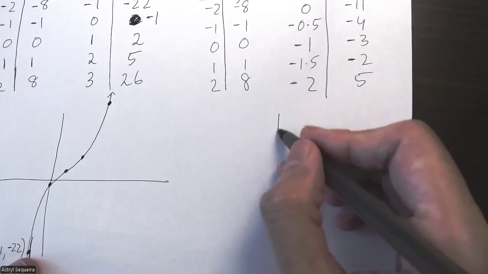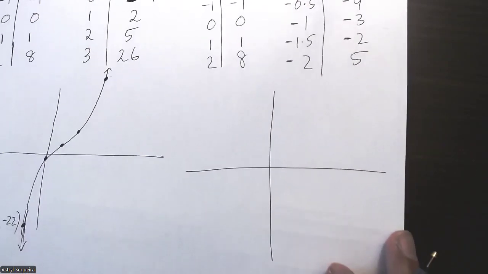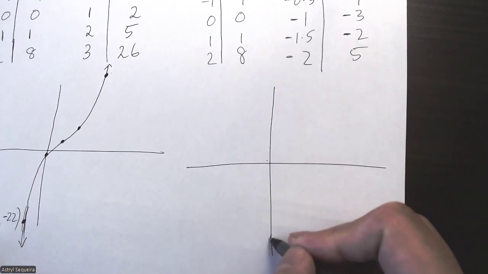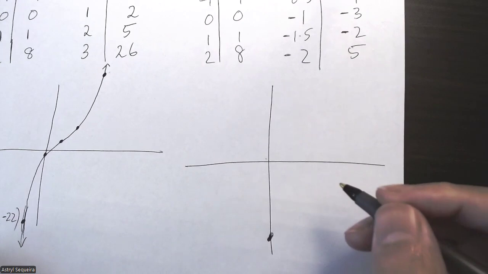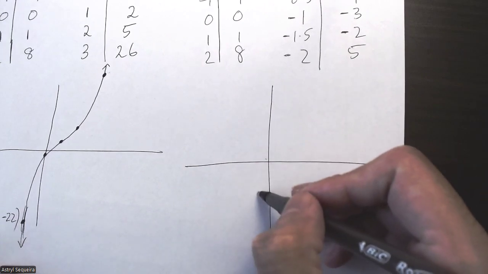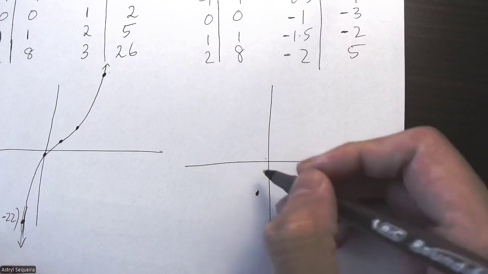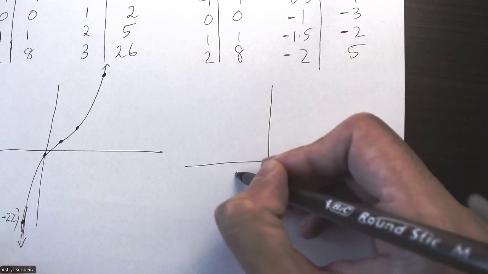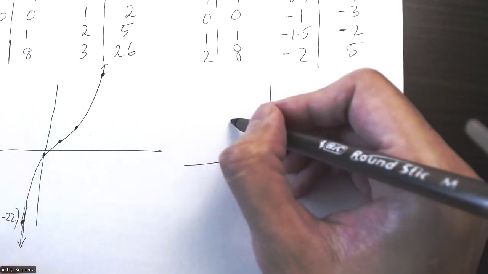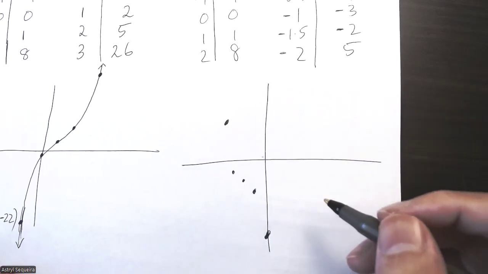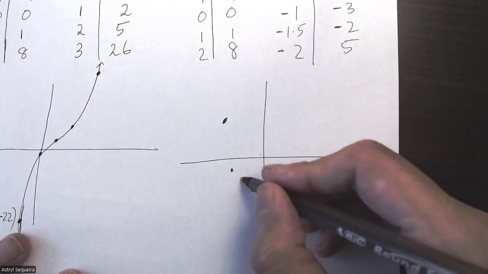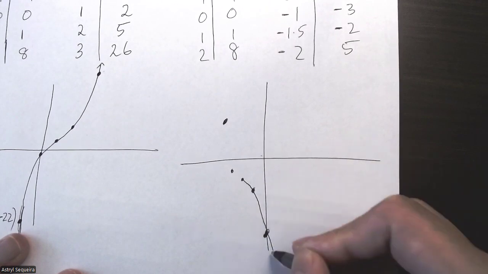Now I can plot out these points over here. Again, I'm just going to do a sketch. Zero and negative 11, negative 0.5 and negative 4, negative 1 and negative 3, negative 1.5, negative 2, and then negative 2 and 5. So approximately like that. Doesn't have to be super accurate, but if you do it on graph paper, it'll look a lot more accurate.